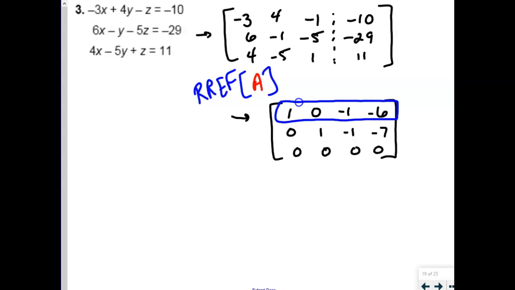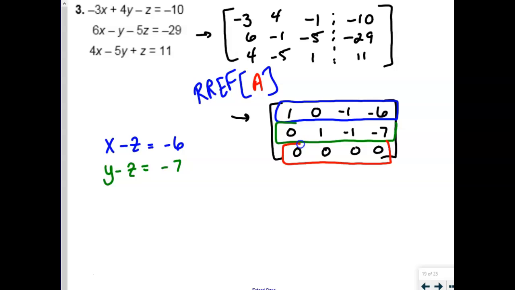So we're going to take the first row and we're going to write it as algebra. So translate that first row for me. What does that really say? Good. How about the middle row? Good. And then the last row, because it's all zeros, that's what creates this dependent system that we're coming up with.